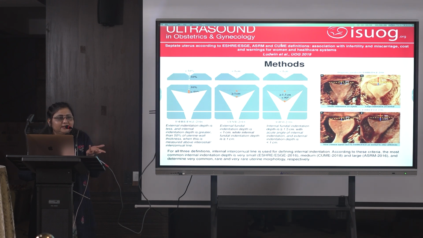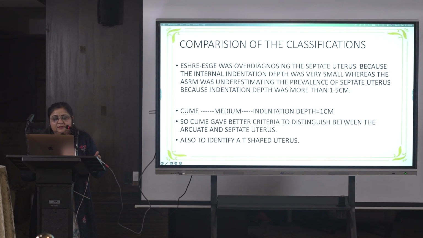So how will they conceive? How will they be prevented from pregnancy failures? So in comparison, ESHRE/ESGE was over-diagnosing the septate uterus because the internal indentation depth was very small, whereas ASRM was underestimating the prevalence of septate uterus, because indentation depth was more than 1.5 centimeters.